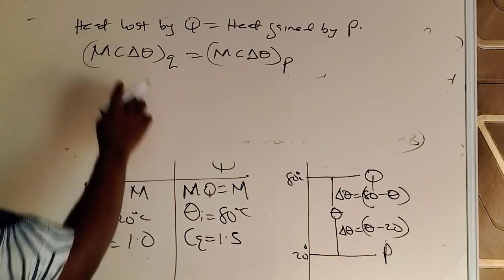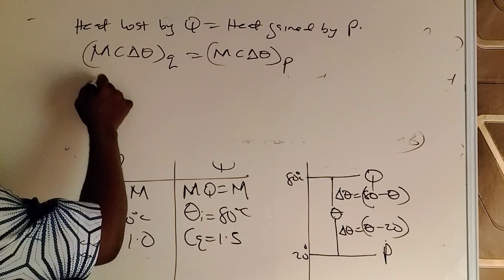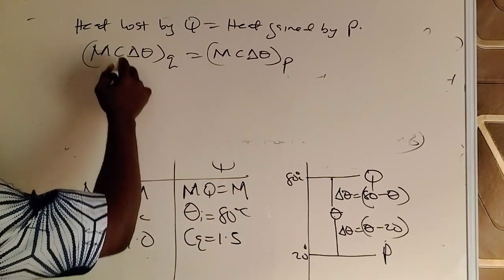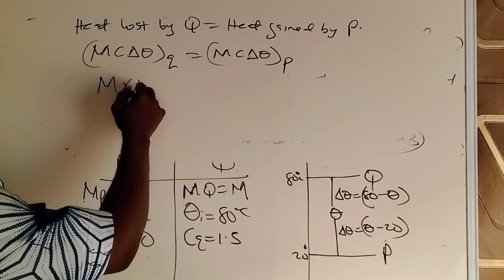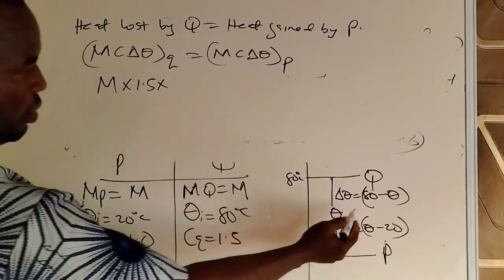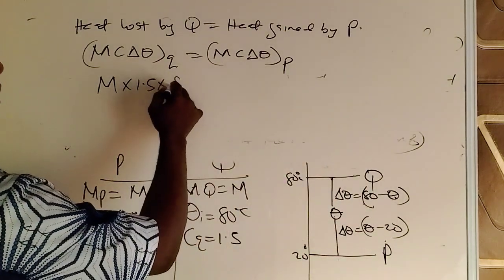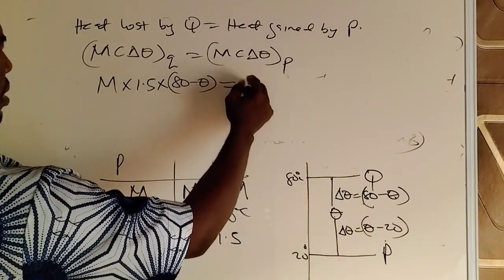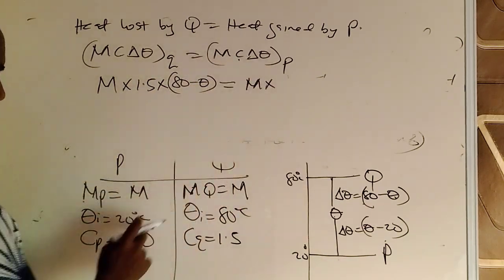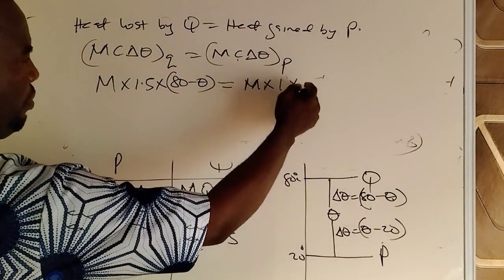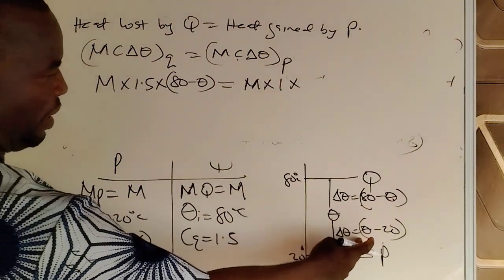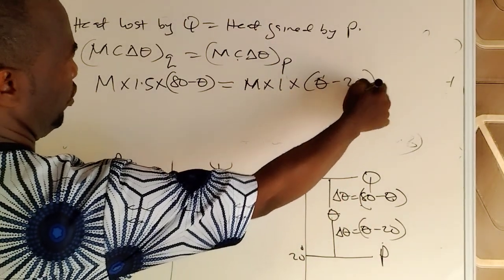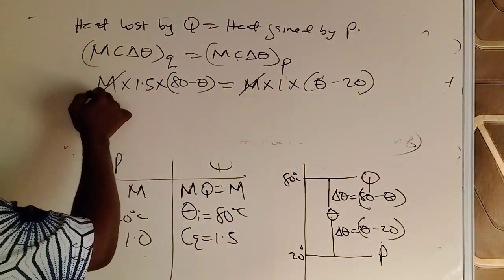The mass of Q is M. Remember that from the assumption, the two of them have the same mass. The specific heat capacity of Q is 1.5. The difference in temperature is 80 minus theta for Q. Then the mass of P remains the same, M. The specific heat capacity of P is 1. The difference in temperature is theta minus 20, because it's getting heat, as we explained before. M cancels M on both sides.